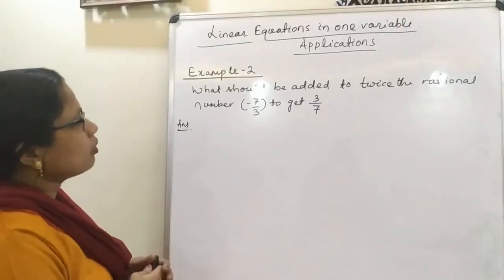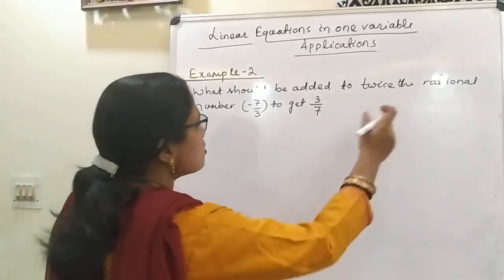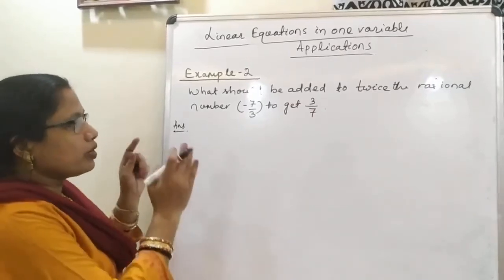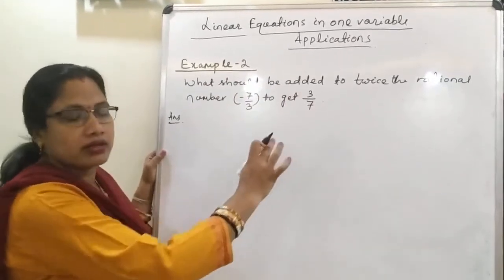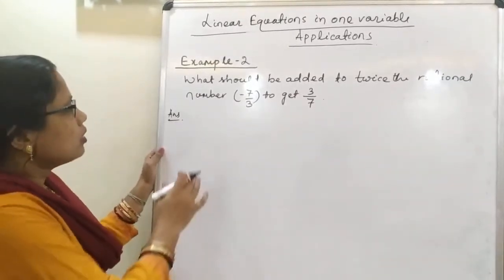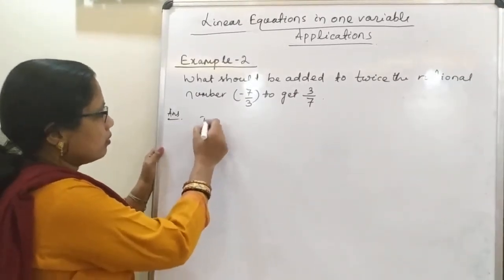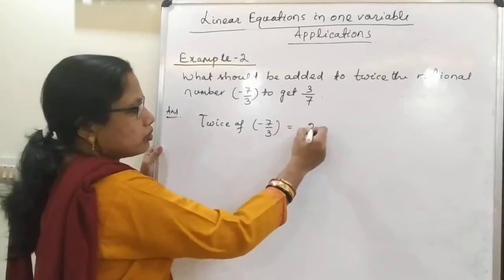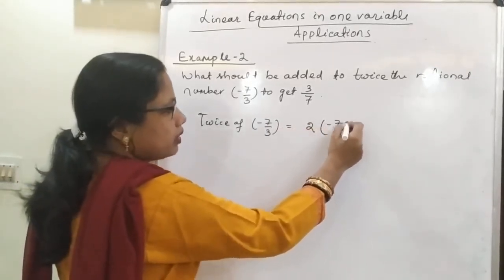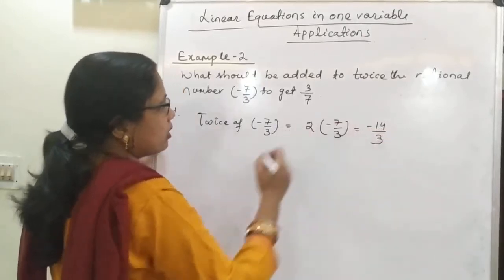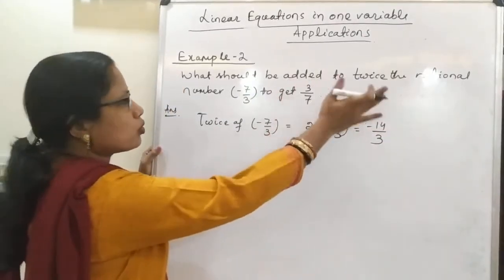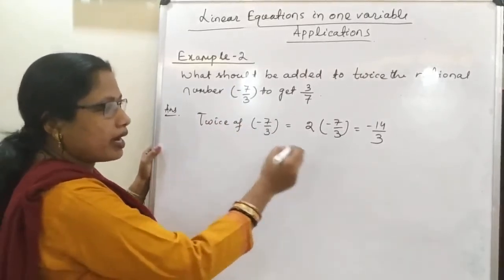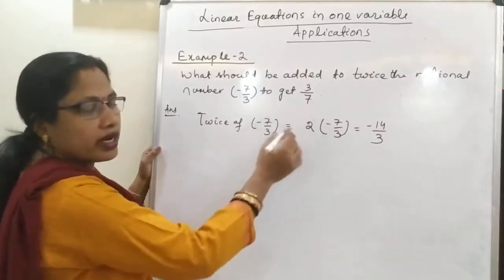Next example: what should be added to twice the rational number minus 7 by 3 to get 3 by 7? First we have to convert this statement to a linear equation in one variable. What is twice of minus 7 by 3? It is equal to 2 multiplied with minus 7 by 3, which is equal to minus 14 by 3. So what should be added to twice the rational number minus 7 by 3? Let the number x be added to minus 14 by 3 to get 3 by 7.